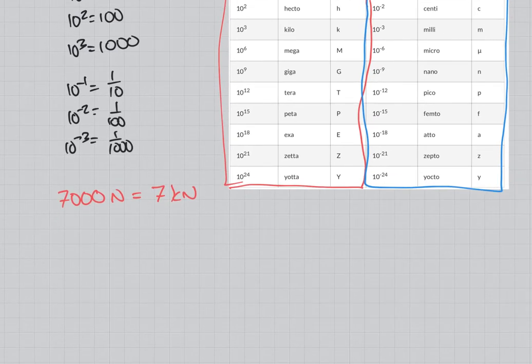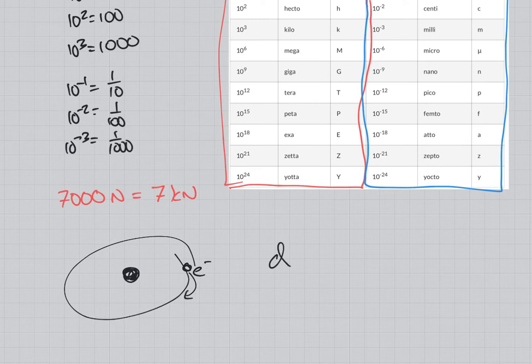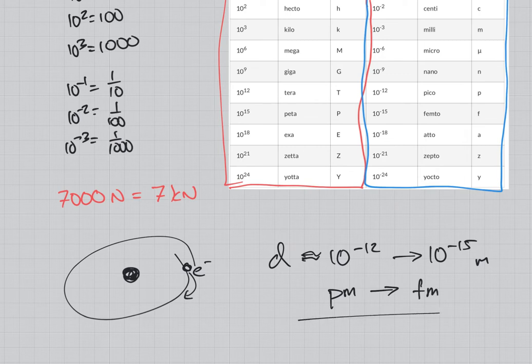Or if we're talking about things that are very small, like the distance of an atom, per se, right? Here's the nucleus and the electron orbiting around it. We can talk about distances that are into the 10 to the negative 12th, all the way to 10 to the negative 15th meters. Okay, so that would be picometers all the way to femtometers.